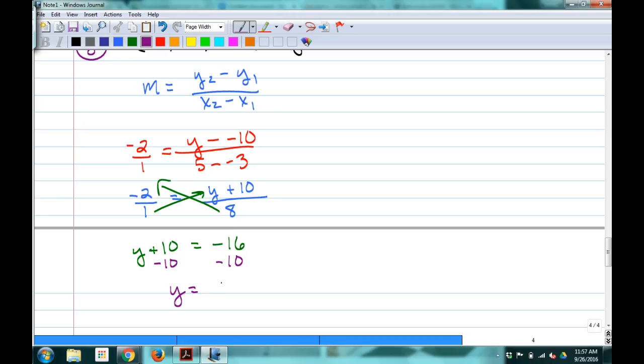How much would that be? Negative 26. That's the missing coordinate. Not too bad. Pretty easy, right? Let's do one more and then we're done. Promise you.